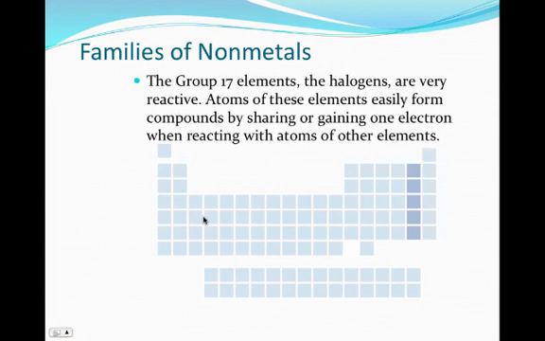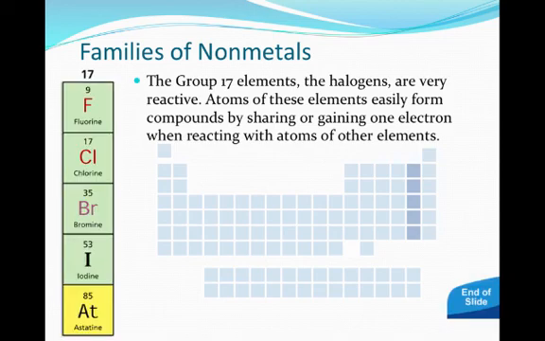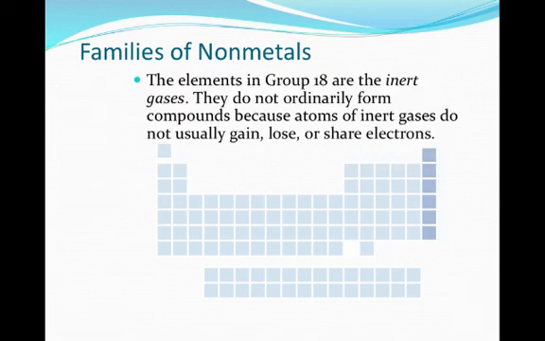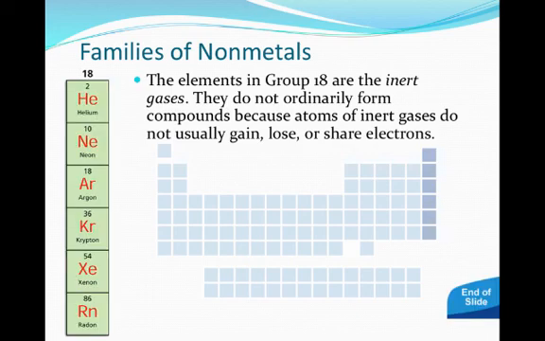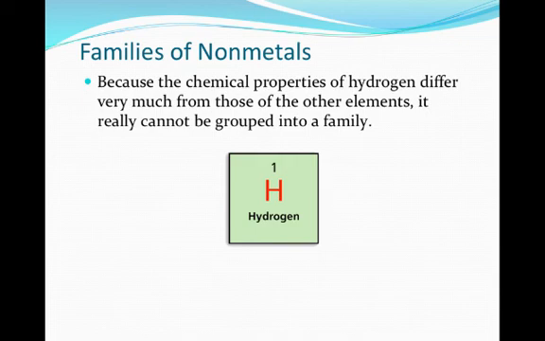And then this was the halogen family, and they usually form compounds by sharing or gaining 1 electron. And like I said before, the inert gases or noble gases are usually found on their own. They aren't usually found bonded with anything else, so they don't gain or lose or share any electrons. And then hydrogen, because the chemical properties of hydrogen are so different, that's why it's in the very first column on the left, but separated from the periodic table. So it really can't be grouped into a family.